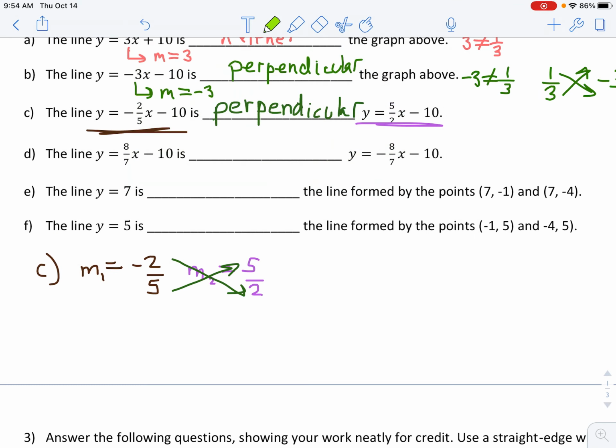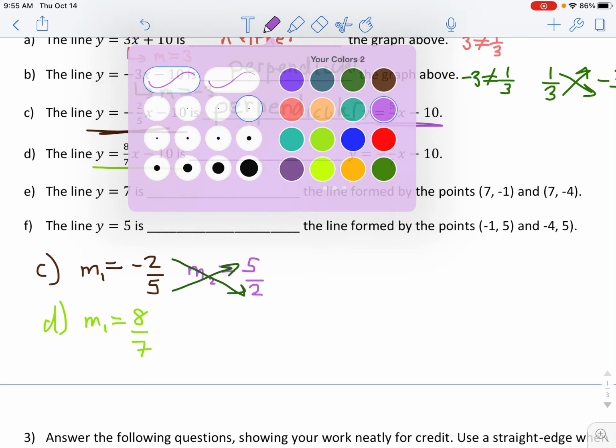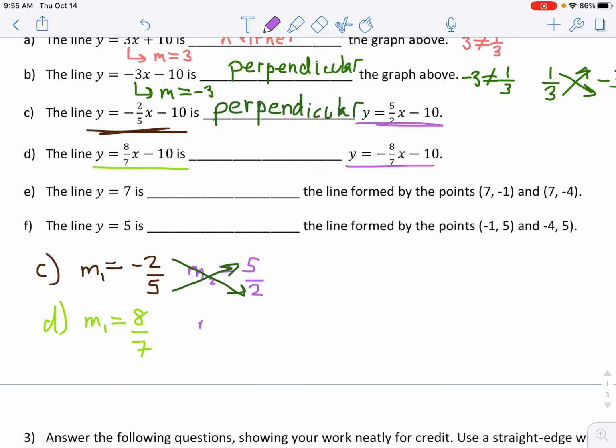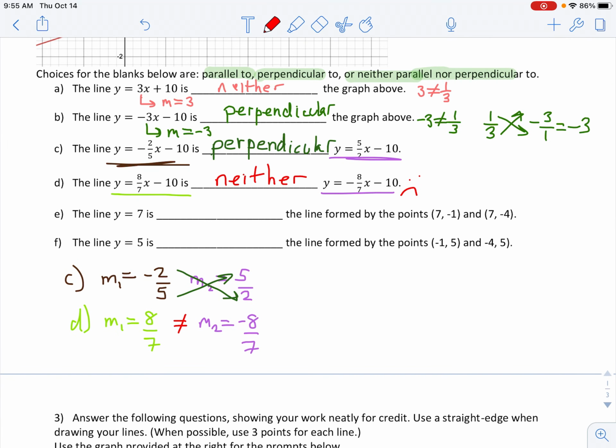Cruising right along, we'll do D. D, we got 8/7. Then we have the second slope is -8/7. So they're not equal. They're not flipped or anything. So again, this would be a neither. Dang it, we didn't see any parallels yet. I'm so sad. Hope we get a parallel on one of these last two.